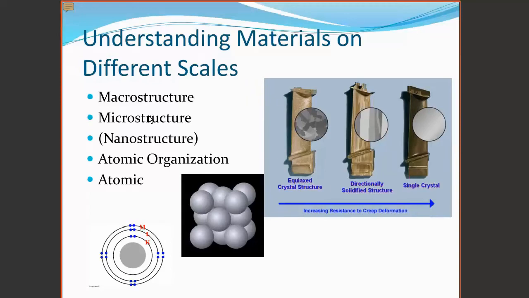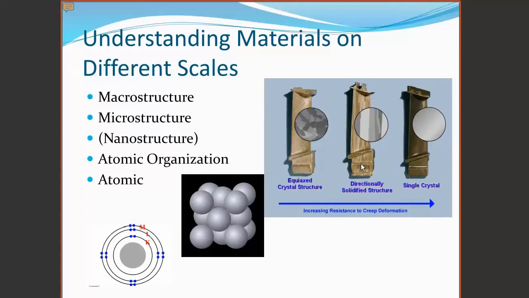The microstructure is of the order of tens to a few hundred micrometers. These are the length scales that are visible using an optical microscope. In the inset microstructures, we can see that the grainy looking turbine blade has a polycrystalline microstructure, meaning it is composed of small, randomly orientated crystals.